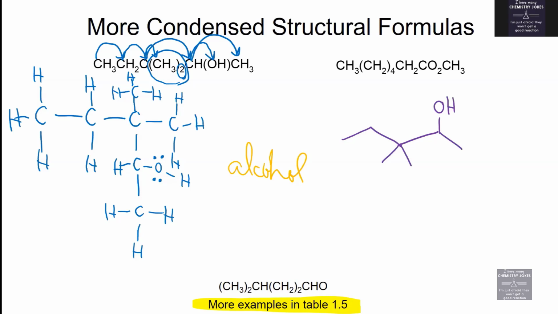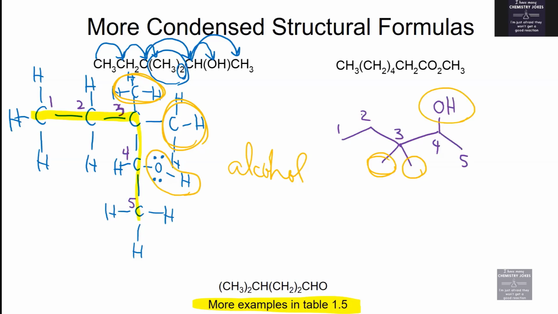How did I get there? Well, I know I've got 5 carbons in a line. That's those 5 that I've numbered, 5 carbons in a line. And if I look at those numbered carbons, carbon number 3 has 2 single CH3s connected. That's these. And carbon number 4 has an OH connected to it.